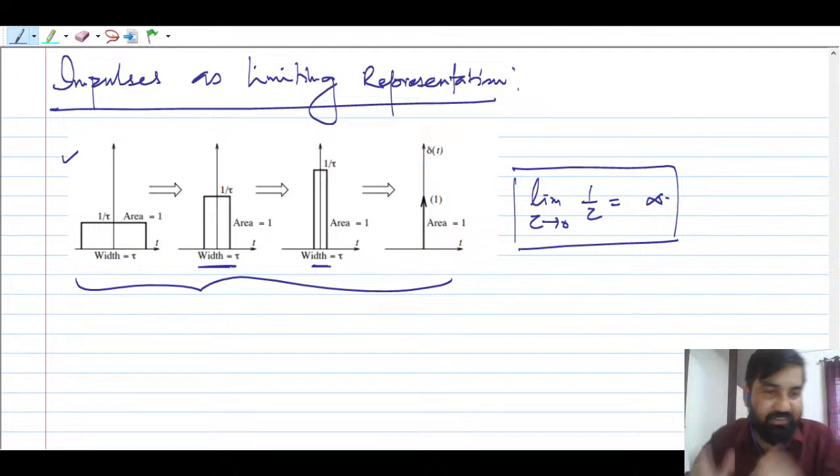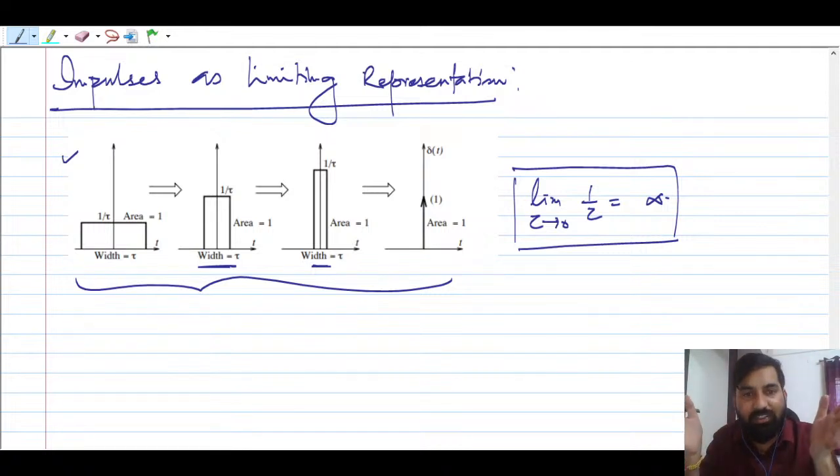As we decrease the width, as we decrease tau, its width shrinks and the height increases proportionally. The width is decreasing and the height is increasing to maintain unit area. So as tau tends to 0, we will get a tall narrow spike with unit area that satisfies all the criteria associated with an impulse. I hope this makes sense to all.